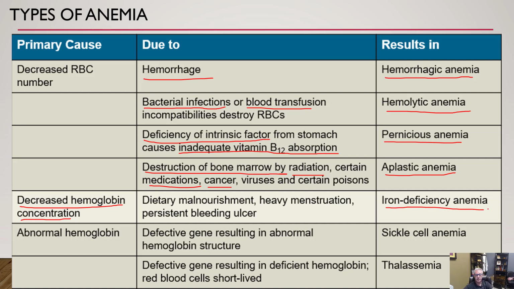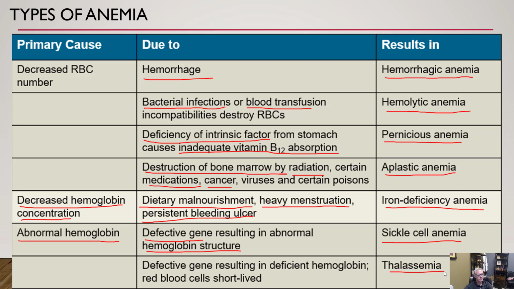Here, decreased hemoglobin conditions or concentrations. Iron deficiency anemia. Remember, iron is required for hemoglobin. So if you have dietary malnourishment, if you don't eat enough red meat, heavy menstruation can actually decrease your iron count, or if you have a persistent bleeding ulcer in your stomach. Also, abnormal hemoglobin, sickle cell anemia. We'll look at sickle cell a little bit on the next slide. Basically, it's a defective gene that leads to an abnormal hemoglobin structure.